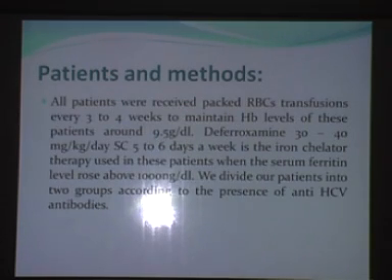All patients received packed RBC transfusion every 3 to 4 weeks to maintain their hemoglobin level around 9.5 gram per deciliter. Iron chelation with deferoxamine, 30 to 40 milligram per kg per day subcutaneous, 5 to 6 days a week, was used when the serum ferritin level rose above 1,000 per deciliter. We divided our patients into 2 groups according to the presence of anti-hepatitis C virus antibodies.